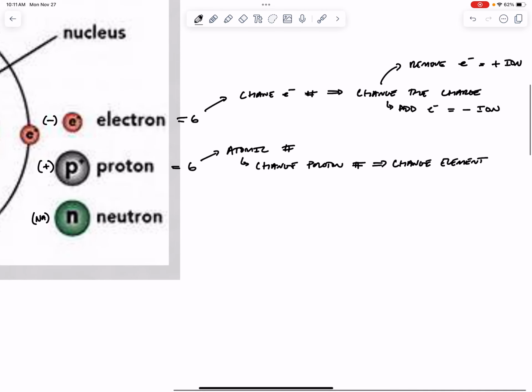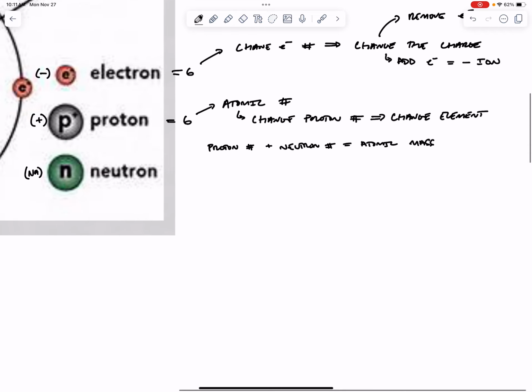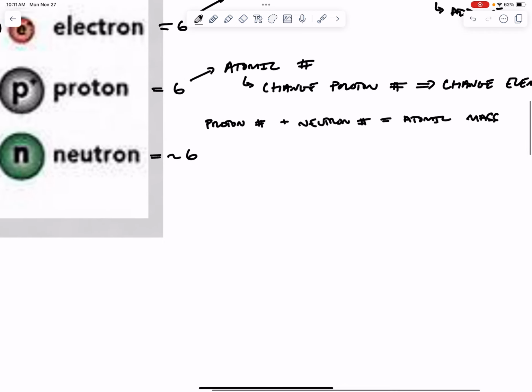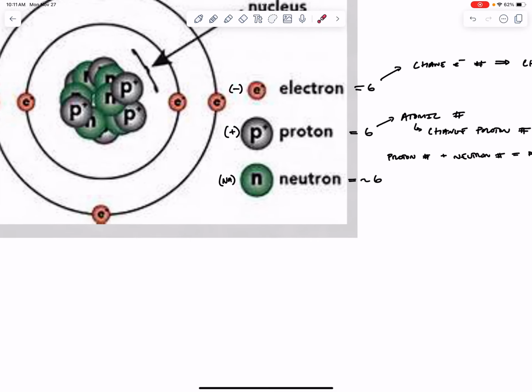And together, the proton number plus the neutron number is equal to the atomic mass, how heavy the element is. So the number of neutrons in carbon, I'm going to say it's approximately 6, because 6 neutrons in the nucleus is the most common form of carbon.